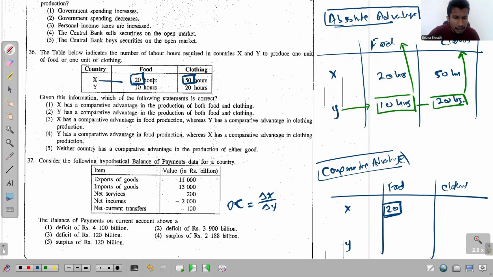And then this country X has 50. They can either use 20 hours and produce one food. If not, they can use 50 hours and produce one unit of clothing. What happens here? This 20 must be divided by delta Y. Delta Y in this case, Y is clothing, so delta Y means 50. So from this you get 0.4. And if you get the reciprocal of this, you can calculate the opportunity cost of clothing. So that will be 2.5.